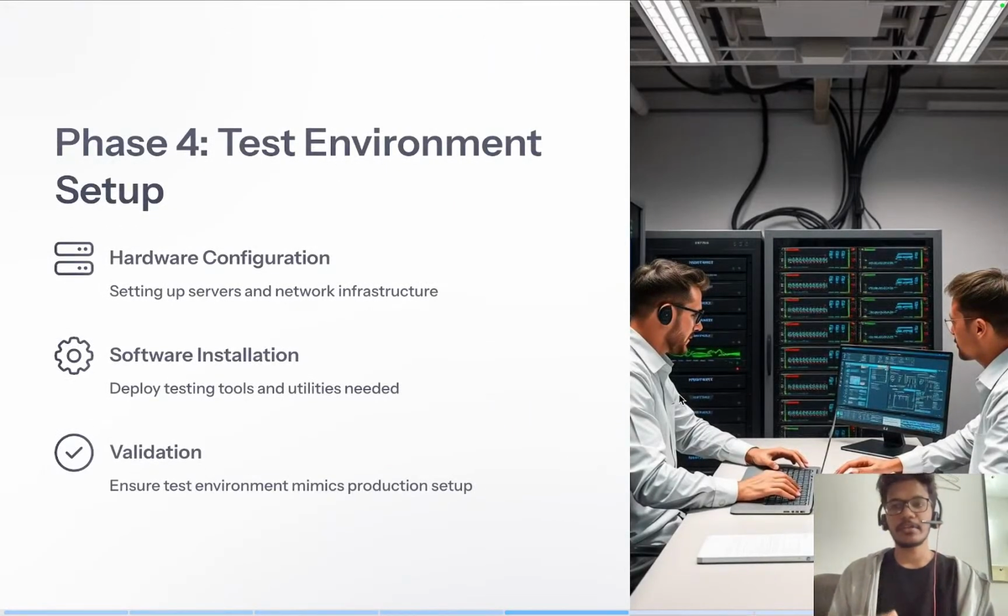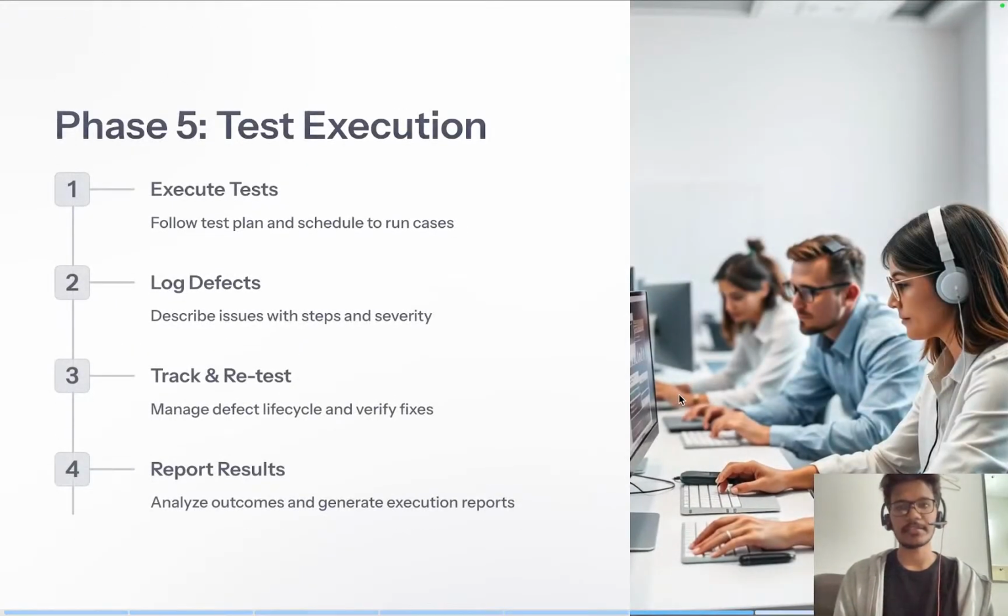Then we proceed to phase 4, that is test environment setup, where QA analyze what is the hardware configuration, what is the software configuration, and decide what kind of tools they are going to use in their testing phase. After deciding what they are going to use, they set up their environment and get ready for writing the script or reporting the bugs. So with that, phase 5 starts.